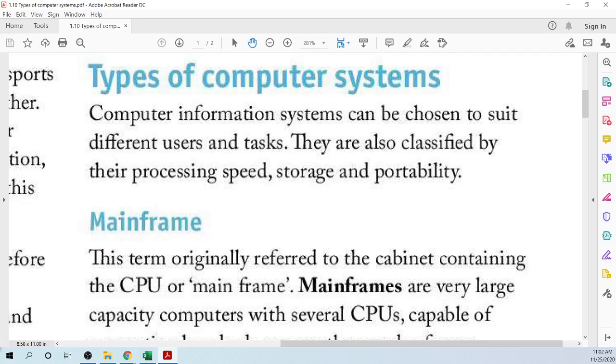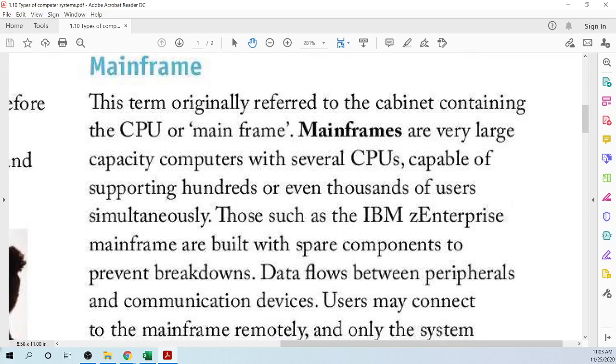Types of computer system. Computer information systems can be chosen to suit different users and tasks. They are also classified by the processing speed, storage, and portability. Mainframe. The term mainframe originally referred to the cabinet containing the CPU or main. Mainframes are very large capacity computers with several CPUs capable of supporting hundreds or even thousands of users.